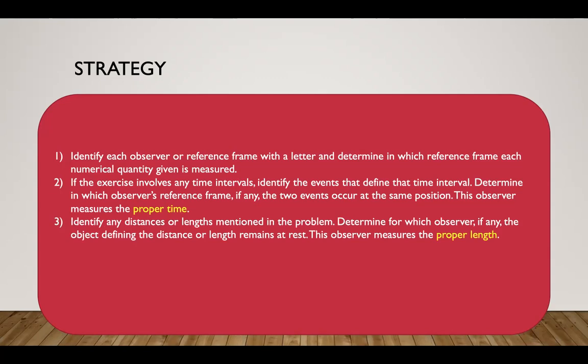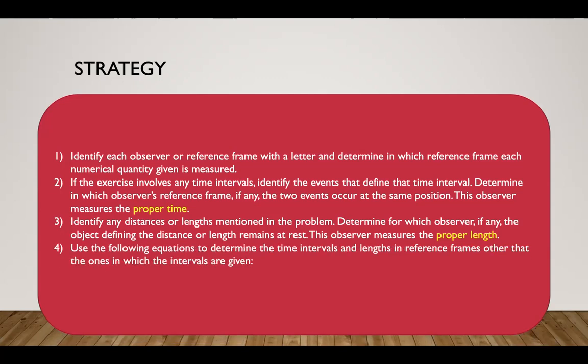The next thing is you have to identify the distances or lengths mentioned in the problem or exercise. You have to determine for which observer the object is at rest. If there exists an observer that sees the object at rest, that observer is measuring the proper length.